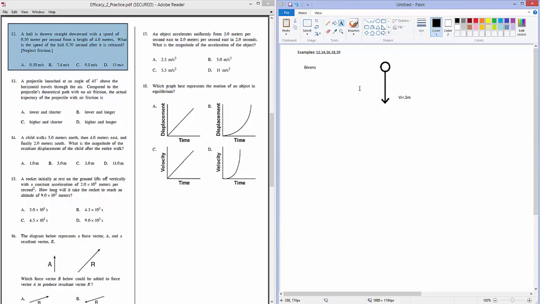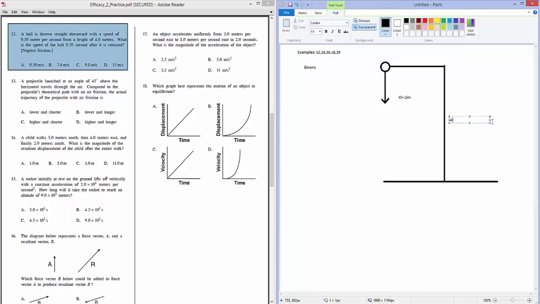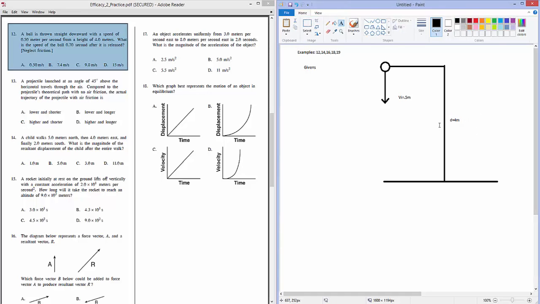And it says from a height of 4 meters, so that means that if the ground is down here, the ball is starting, the height of the ball, we'll assume from the center of the ball, this is going to be, we'll say that's 4 meters, that's going to be our distance, our initial distance at least, right? And then the question asks, what is the speed of the ball 0.7 seconds after it's released?